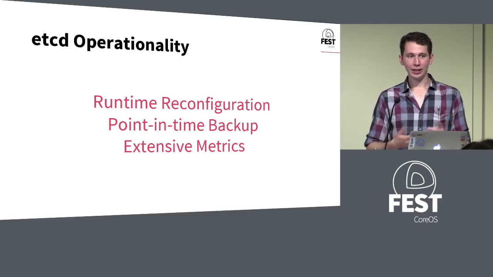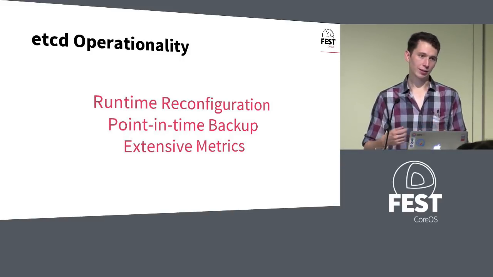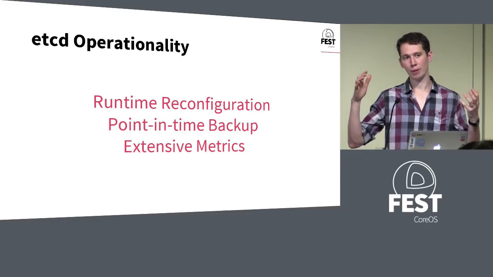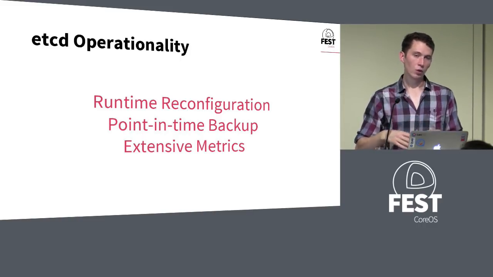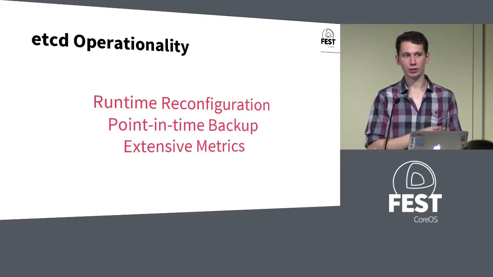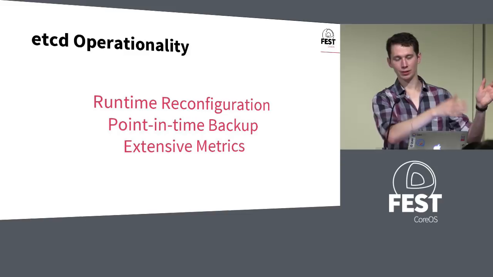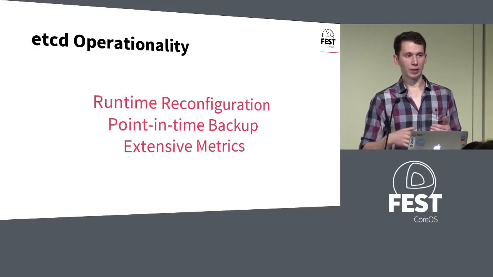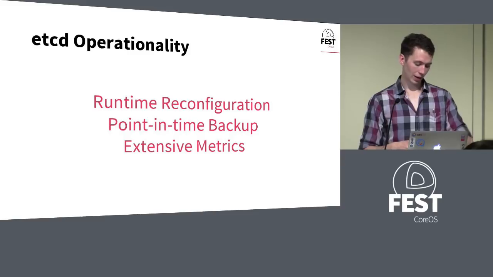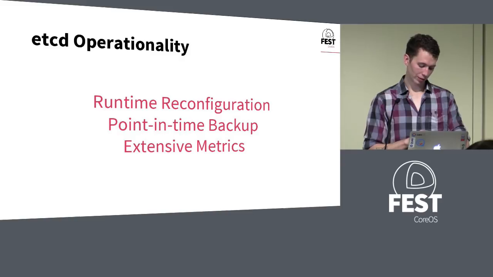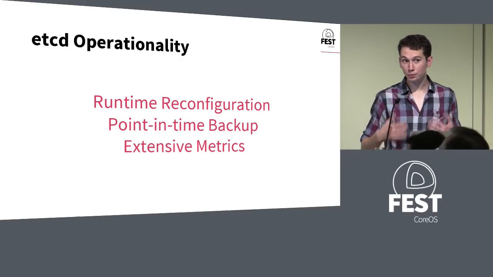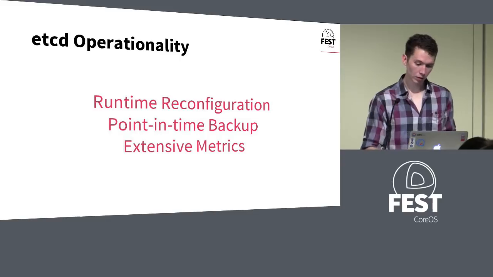So etcd is designed to survive these single point of failure problems, and it's designed for being very easy to operate. So it allows for runtime reconfiguration, so that 5-member cluster, I can tear one of the members out, I can replace it with a new member. We're adding things like point-in-time backups so that you can say, right now I want to take the snapshot of the entire system and back it up to S3. This is becoming a lot easier with the etcd v3 API that I'll be talking about. And then finally, we have a bunch of extensive metrics designed to help people understand how etcd is working.